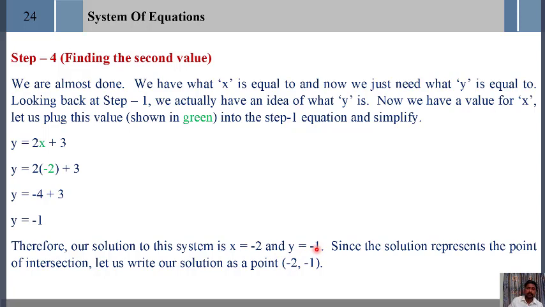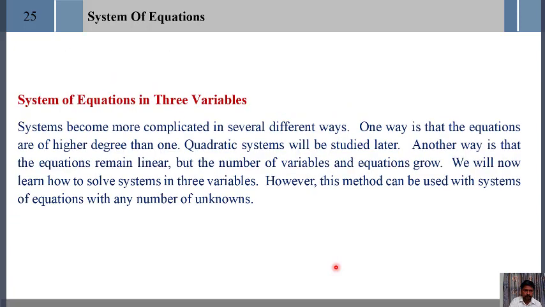Since the solution represents the point of intersection, let us write our solution as a point. We can write the obtained solution as a point like this: minus 2 comma minus 1. So this is the way to solve the given system of equations using the substitution method.